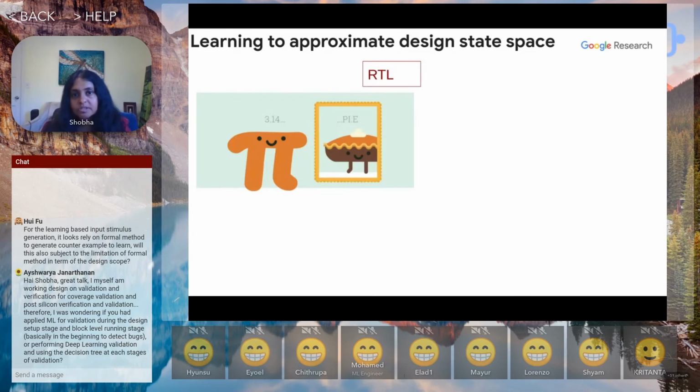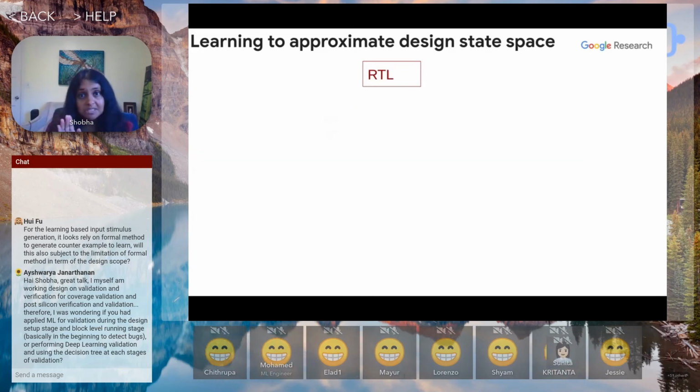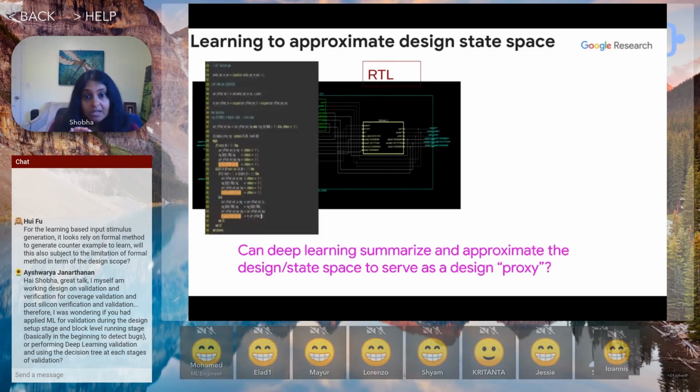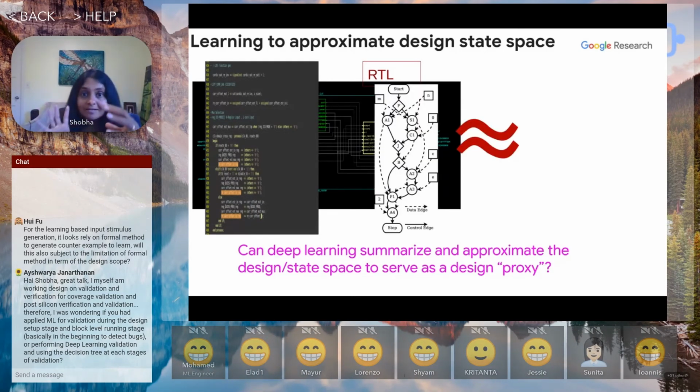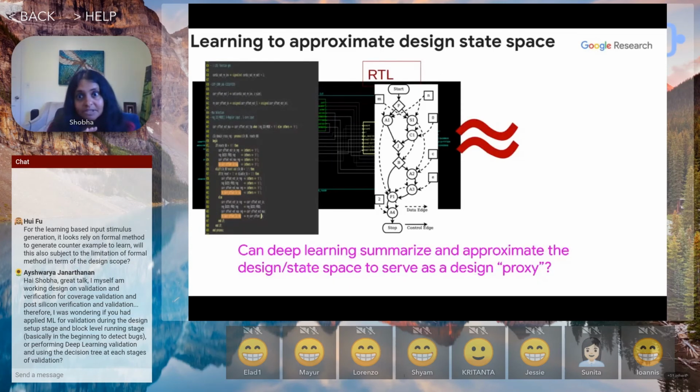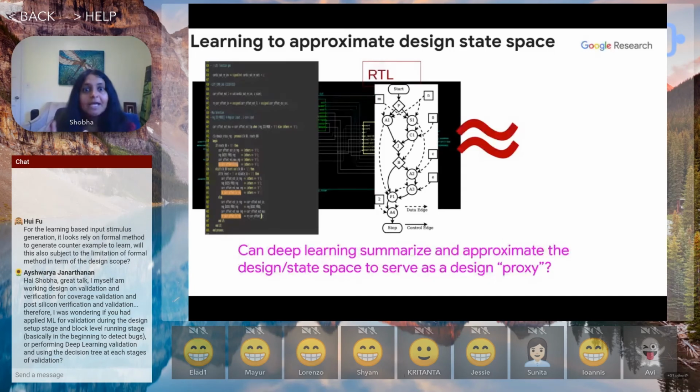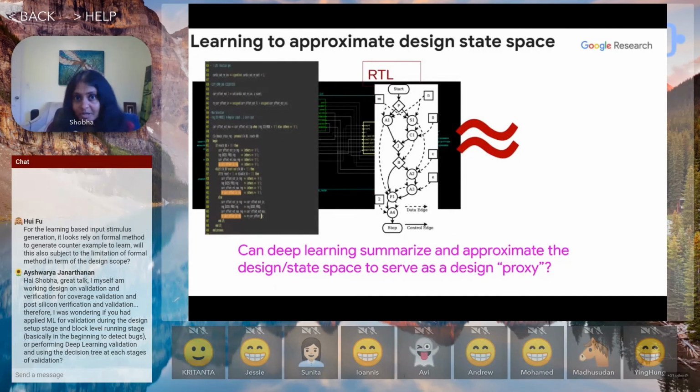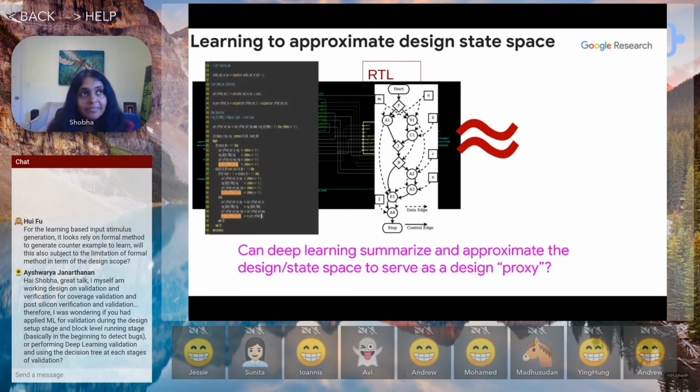So in other words, the question that we are asking is, given an RTL, is it possible to approximate the design state space in a way that deep learning can serve as a design proxy? If you think about it, deep learning is really good at coming up with proxies from data for problems like how do you recognize a cat. It comes up with inferences or summarized methods or some approximations, function approximations that can figure out how to summarize the data in the best manner possible. And this is its power.